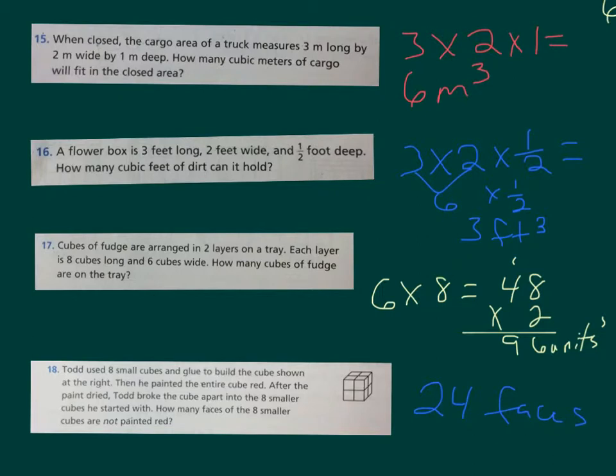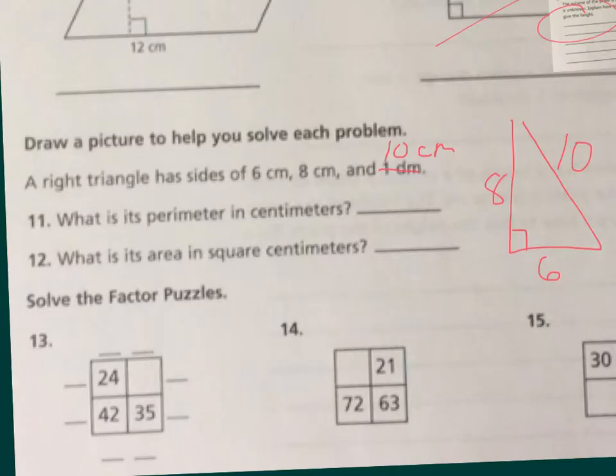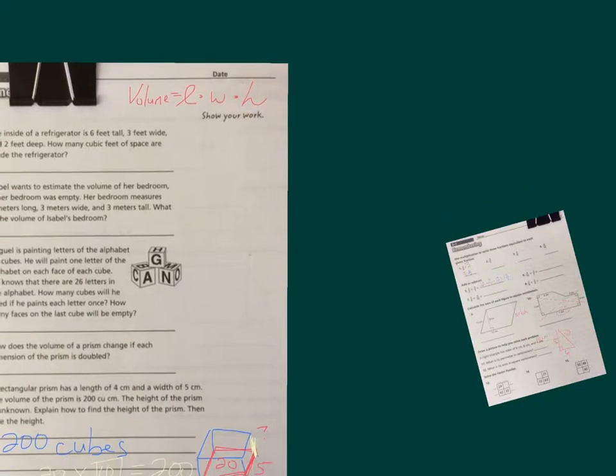Number 18 was 24 faces on the inside. If we were to split those apart, there would be 24 unpainted faces. Then we got into our homework, and it's quite large right now. We did one example together. We also wrote that volume is length times width times height, so that should be on your child's paper.